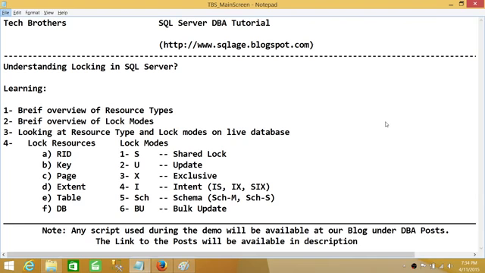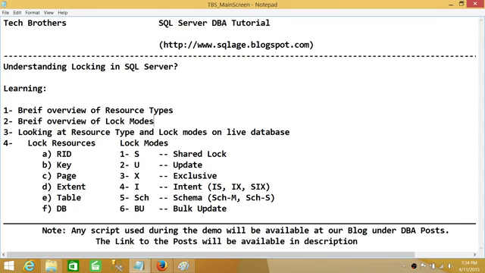Locking is a pretty hot topic in SQL Server, and in my opinion, everybody should really understand what's going on behind the scenes when we talk about locking in SQL Server. In this demo, we'll be learning a brief overview of resource types. When I talk about resource types, that means where SQL Server can place the lock. What are the things that SQL Server can go ahead and lock? That is called, in the SQL Server locking world, resource types. And number two, a brief overview of lock modes. What kind of lock can be placed on these resources? We'll be discussing that.